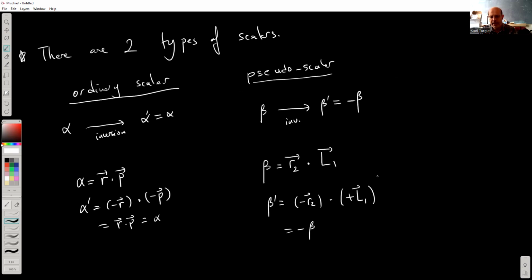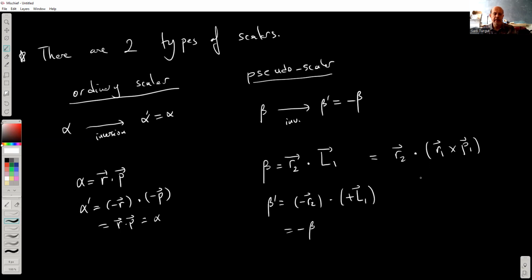So that's a quantity that actually changes sign. Just keep in mind that this is a triple product. So this is the position of the second particle dotted with the position of the first particle crossed with the momentum of the first particle, right? We have the triple product of three vectors together. These are all polar vectors, so they are going to change sign under inversion. But since there are three vectors in here, the whole quantity, although it's a scalar, is going to change sign.